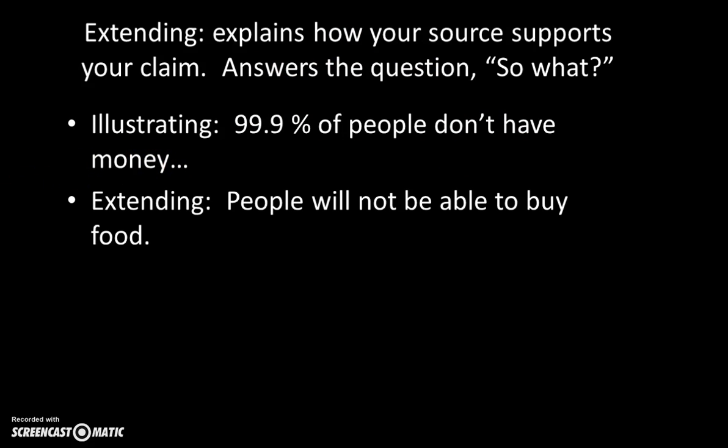Okay, that's illustrating. If you were to extend off of that, if you were to say, so what? If you were to elaborate off of that, the extending, the example of that could be, well, people will not be able to buy food, or people will not be able to afford clothing, okay? So it's one thing to give a statistic, it's one thing to illustrate or give evidence to support your claim, and it's another thing to extend off of that, to elaborate off of that, and say, so what? Okay, answer the question, so what?